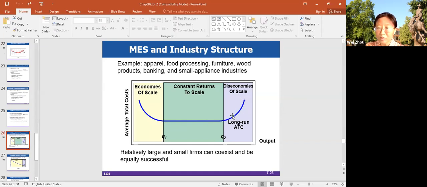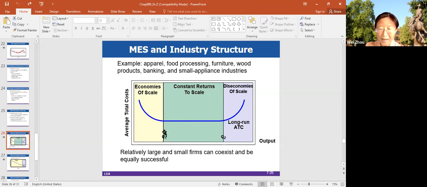Most people don't want to produce here, and they don't want to produce here. That is the ideal place they want to produce. And this will be the minimum efficient scale. So to reach this one, the minimum you need to produce is at this point. And here is where you get out of constant returns to scale and begin to increase your scale, and you begin to have economies of scale. That is where you don't want to produce more than that.